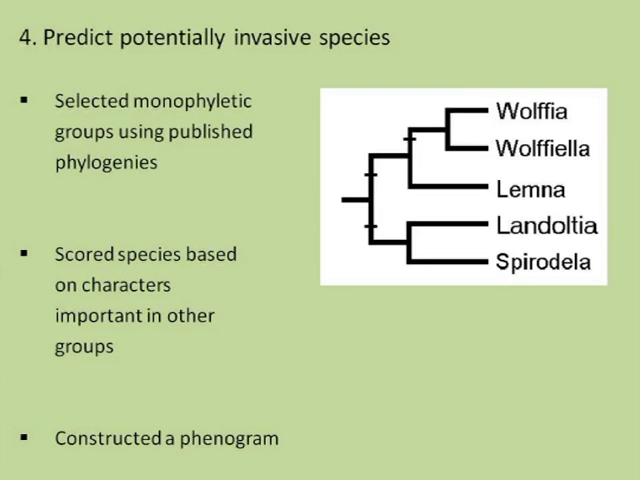And lastly, I looked at a very important aspect in invasion ecology, which is predicting potentially invasive species. My approach here was to first select monophyletic groups using published phylogenies. This accounts for evolutionary relationships between the species, and the duckweeds are an example of this. Next, I scored species based on characters shown to be important in other groups. And using this matrix, I constructed a phenogram which is based on similarity of characters.